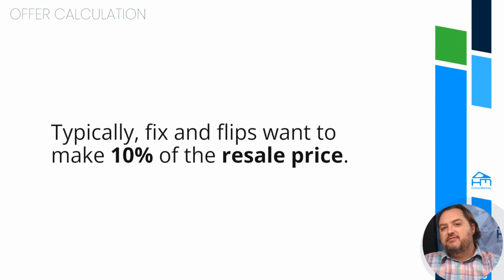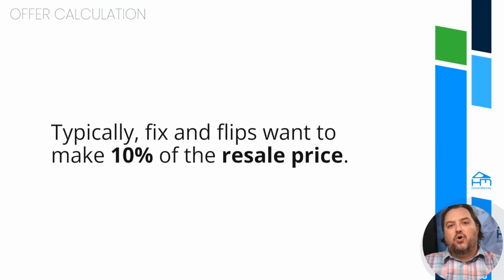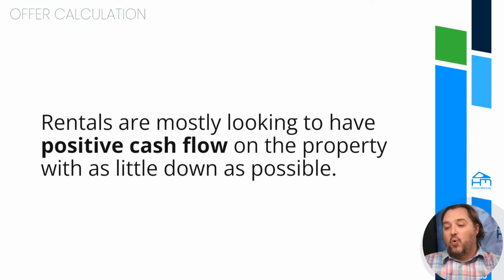So typically fix and flips want to make about 10% of the resale price on the property. So let's say that the resale price of the property is going to be $250,000. They're typically going to want to make $25,000. So that would put $225,000 minus the fix ups, minus the agent fees, minus all the costs. And we're going to be getting into those costs here in just a minute. Obviously more is better.